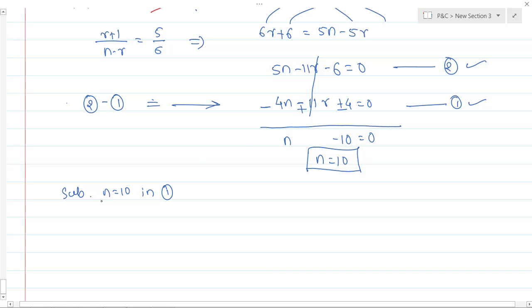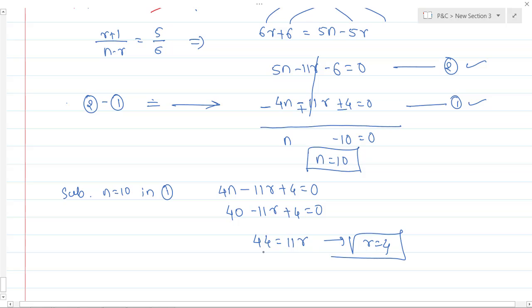Okay, perfect. Now substitute n equals to 10 in 1. So our first equation is 4n minus 11r plus 4 equals to 0. Substitute n equals to 10, so it will be 40 minus 11r plus 4 equals to 0. So 44 is equal to 11r, which implies r is equal to 4. So r is 4 and n is equal to 10. I hope it is okay everyone.